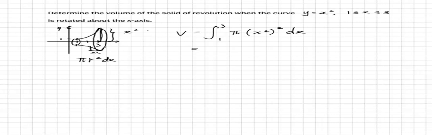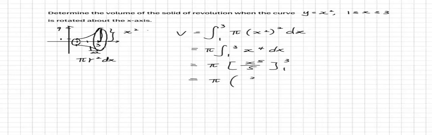Now you can take the pi out, from 1 to 3 of x to the power 4 dx. All we need to do is integrate. Therefore you have x to the power 5 divided by 5, from 1 to 3. All you need to do is a substitution. So you have 3 to the power 5 divided by 5 minus 1 on 5, which is 242 on 5 pi units cubed.